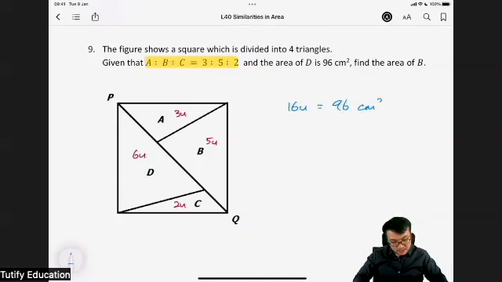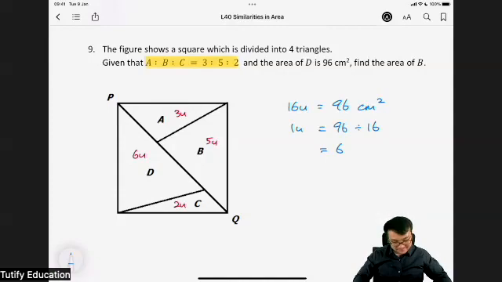Okay, so you know that 16 units is 96. So 1 unit is 96 divided by what? 16. 96 divided by 16 units, we will get 6. So we know that 1 unit is 6. So what is the area of B? How many units is that?